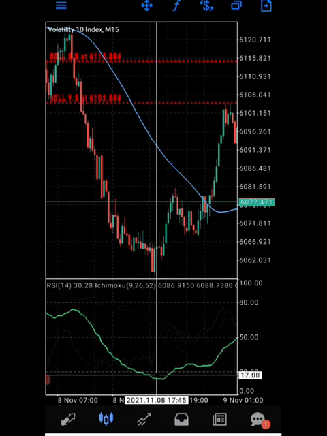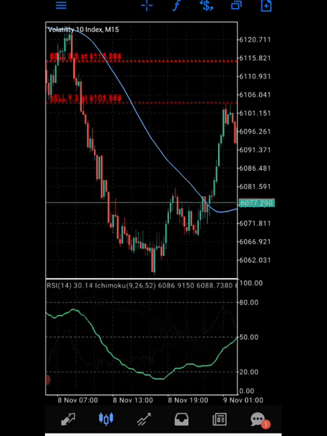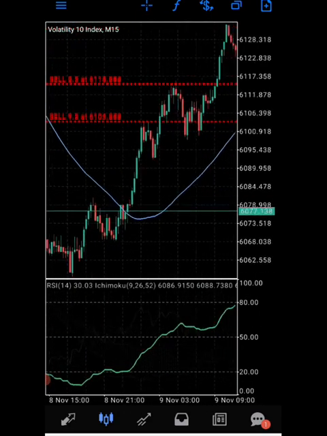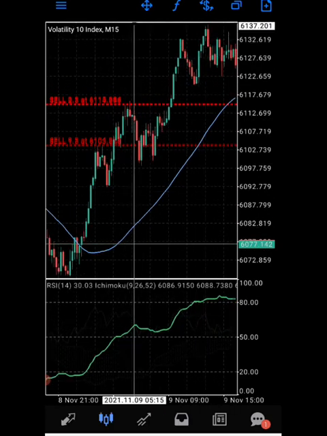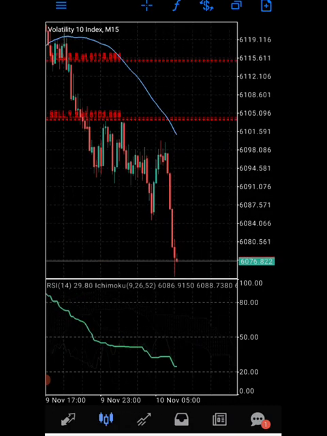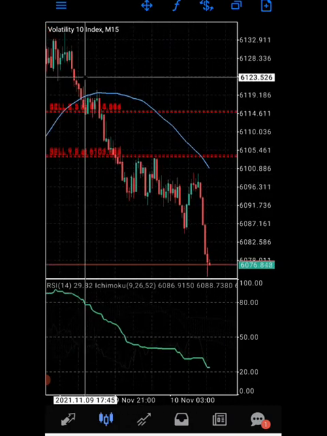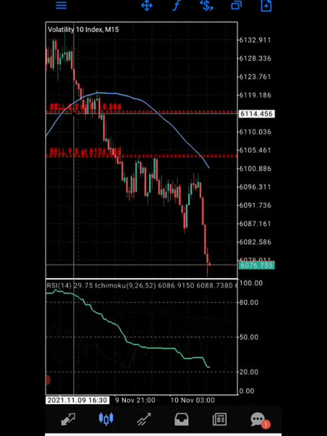So at the oversold, it started a buy. This is 15-minute time frame. It started a buy again. You can see a buy. So this is not my trade. This is past market. So this is my own trade. I got in this market here.